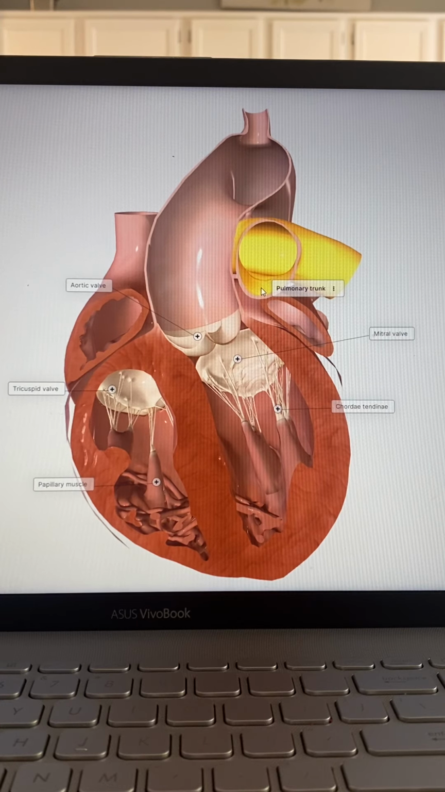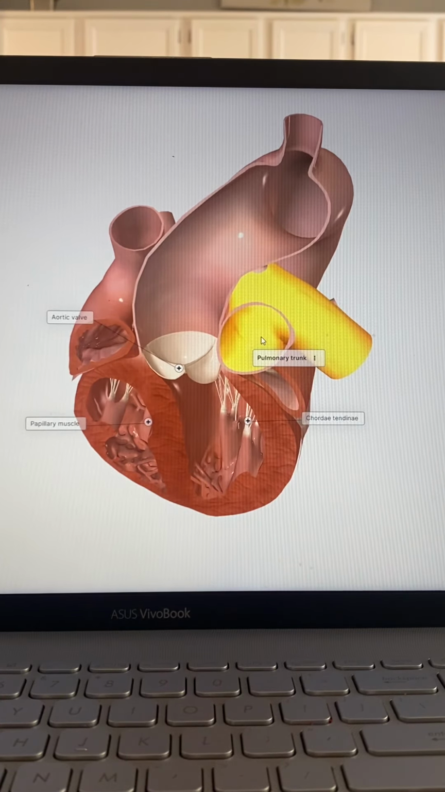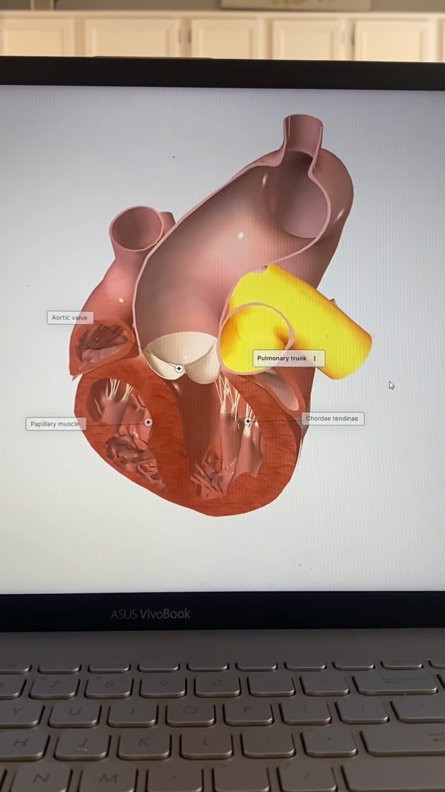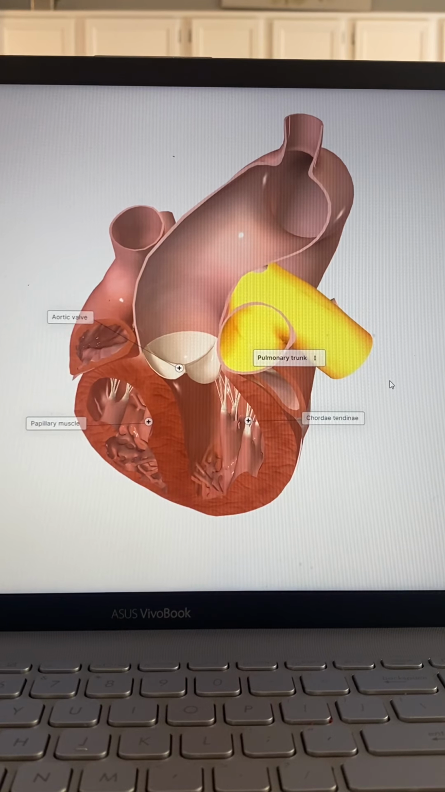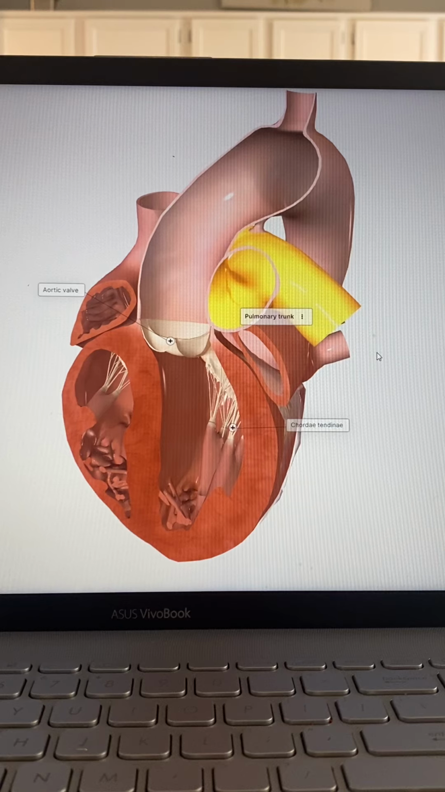The pulmonary artery actually branches, as you could see, it looks like a T. It branches to the right and to the left. And that takes the deoxygenated blood either to the right lung or to the left lung. And that's where the blood will get the oxygen, and it'll also release the carbon dioxide.